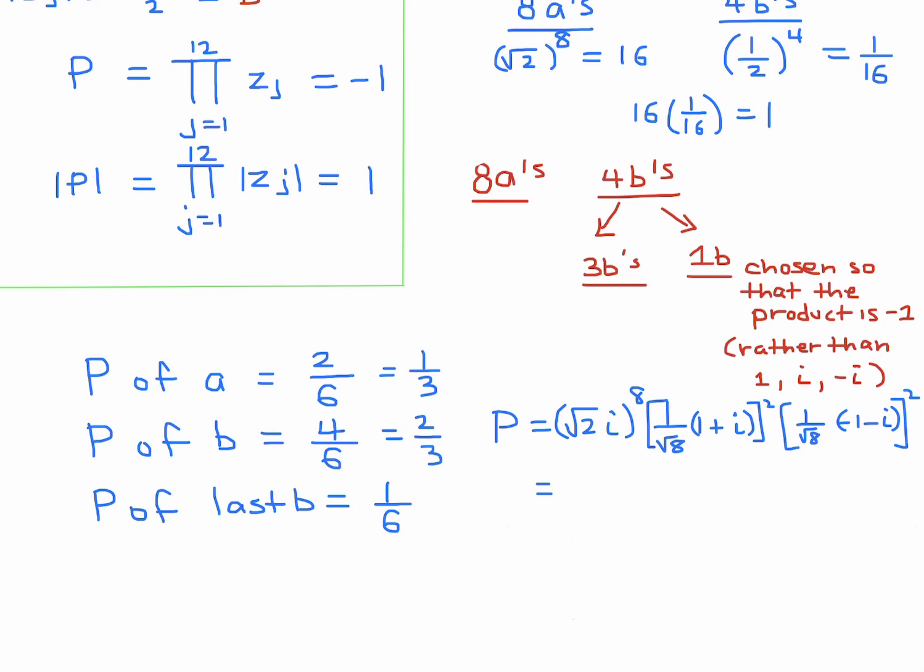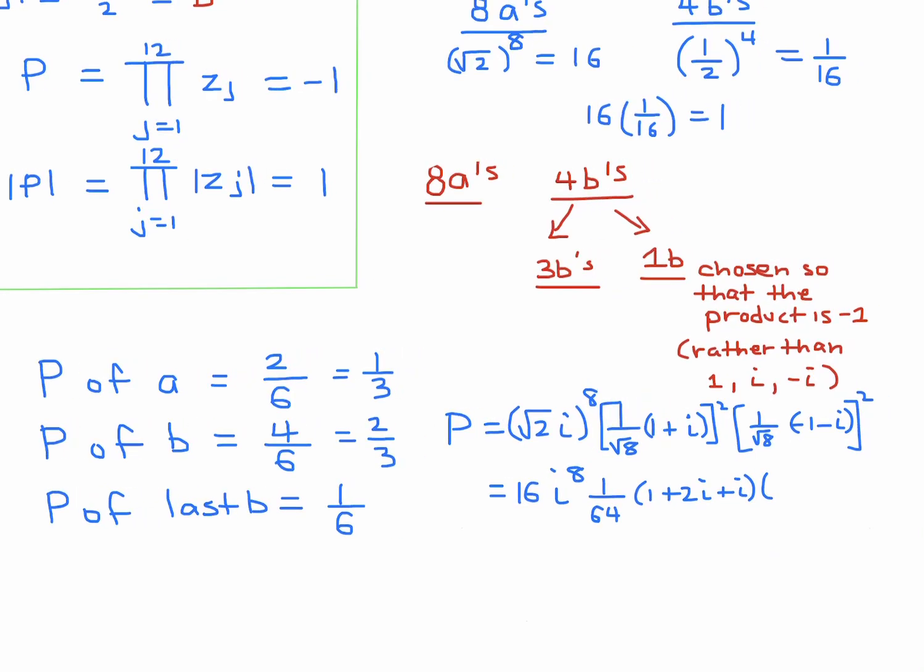All right, so here we go. The product. Root 2 to the power of 8 is 2 to the power of 4, which is 16. And then we have I to the power of 8. This 1 over 8 and that 1 over 8, since they're both to the power of 2, are 1/8 each. And when you multiply them, you have 1 over 64. And then now we have to expand this one, 1 plus I squared. So it's going to be 1 plus 2I plus I squared. And then similarly, we have to expand that one. And when you expand that, it's 1 plus 2I plus I squared.